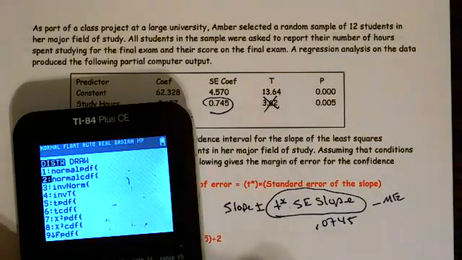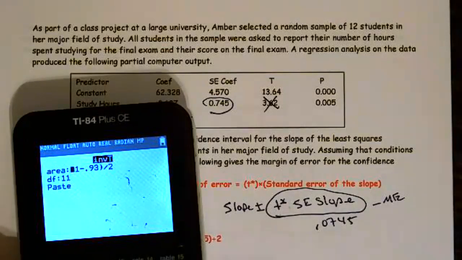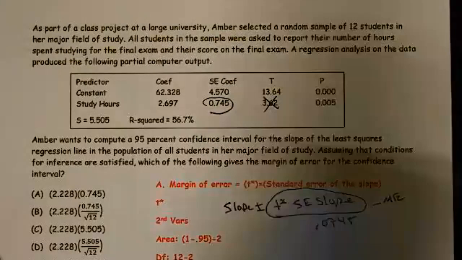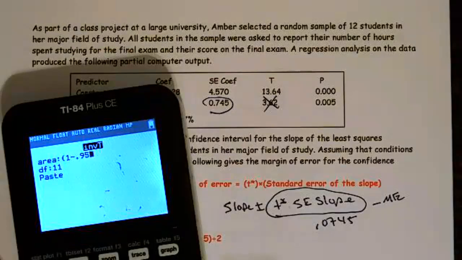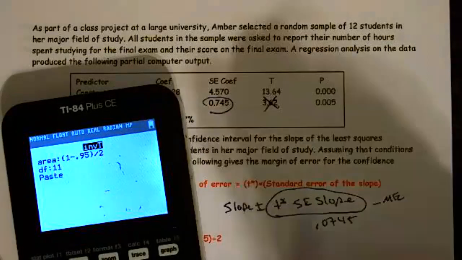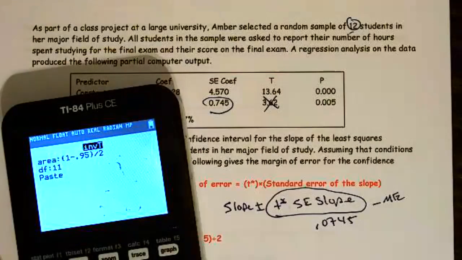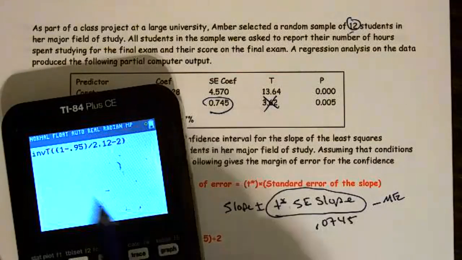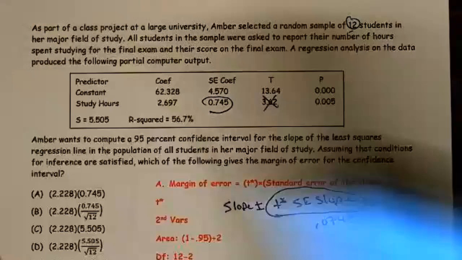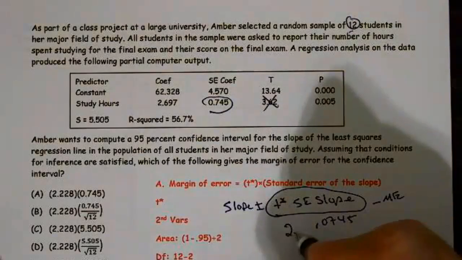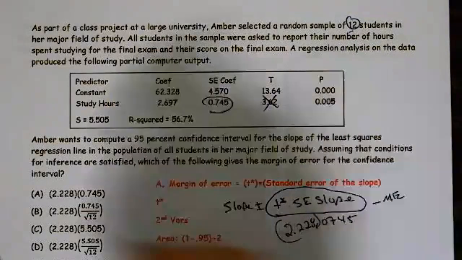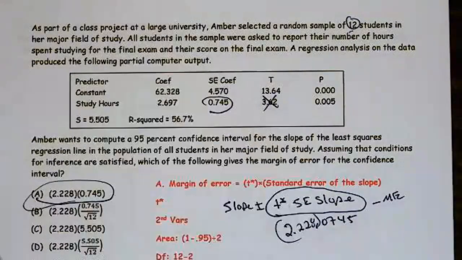Second vars, inverse T, parenthesis, 1 minus 0.95, because it's a 95% confidence interval, close parenthesis, divided by 2. My sample size is 12, so my degrees of freedom are 12 minus 2, which is 10. And I end up getting 2.228. All right, that takes care of that one.